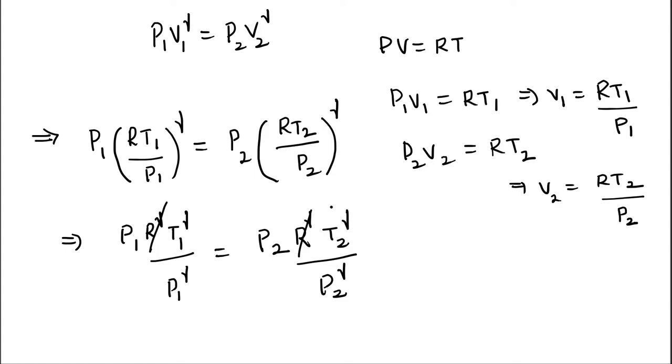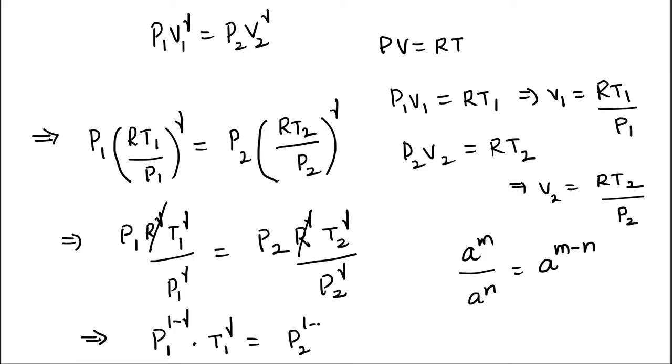Now the pressure term on both sides is there in the numerator and denominator: P1 over P1 power gamma on the left side, P2 over P2 power gamma on the right side. So we use the simple algebra formula, a raised to the power of m over a raised to the power of n equal to a raised to the power of m minus n. If we use that, we get P1 power 1 minus gamma times T1 power gamma equal to P2 power 1 minus gamma times T2 power gamma.